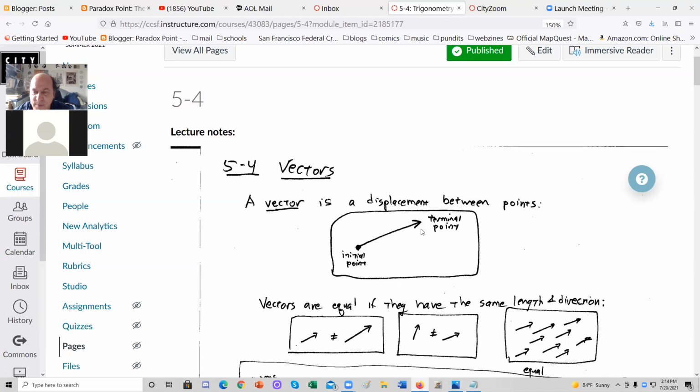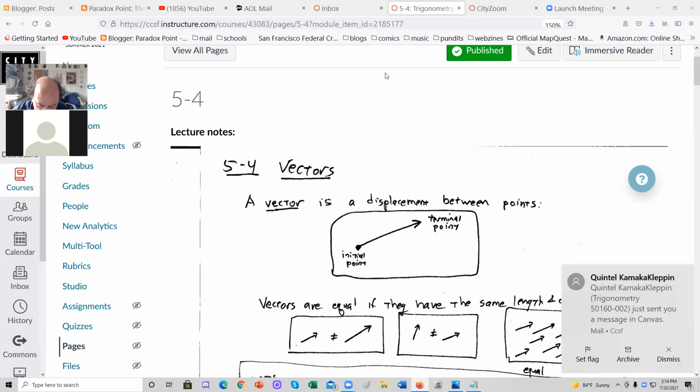And because it's a displacement, it's very useful in physics. Displacements are vectors, so are velocities, so are accelerations, so are forces. So vectors are all over physics and engineering, etc.